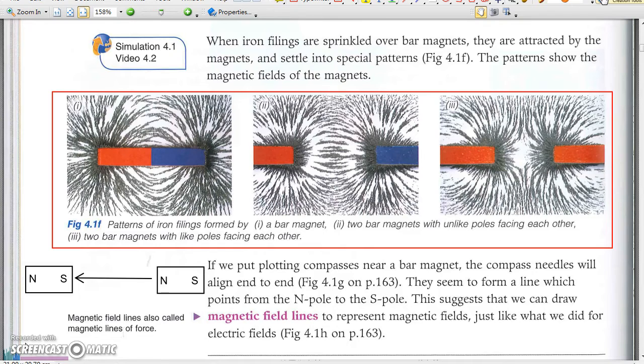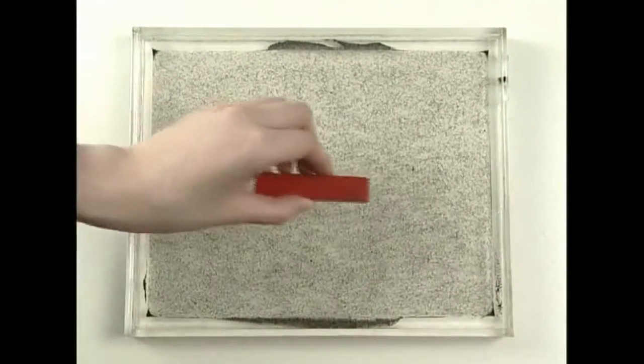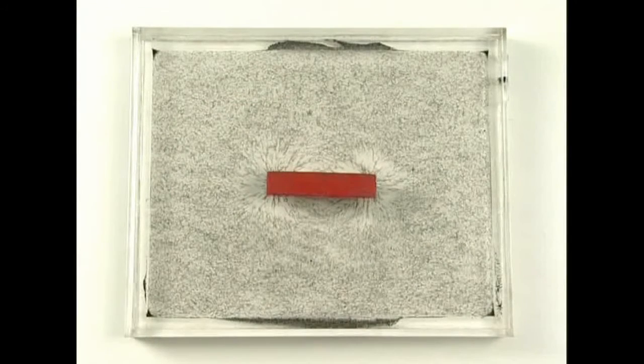When plotting compasses are used, they can show the direction of the magnetic field at a point. A compass is actually a small magnet which points in the direction of the magnetic field line. In other words, the tip of the arrow of a compass is indeed a magnetic north pole by itself. You can see the two-dimensional magnetic field patterns in the textbook.